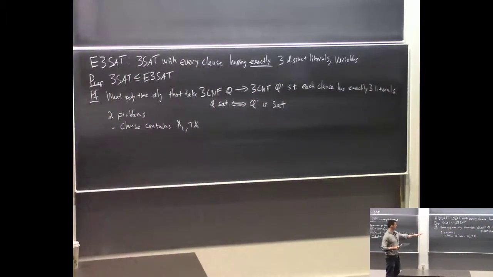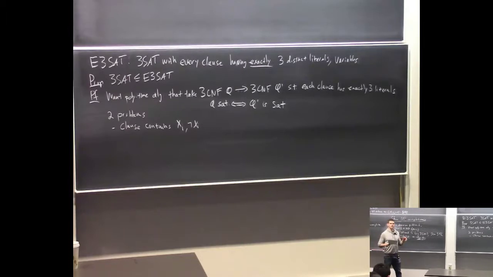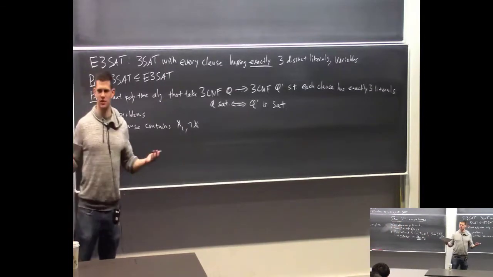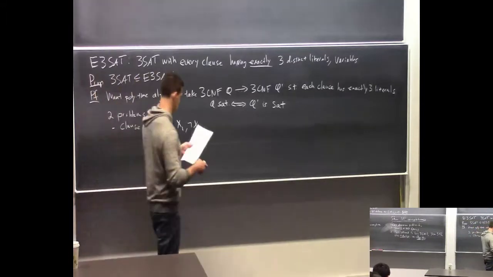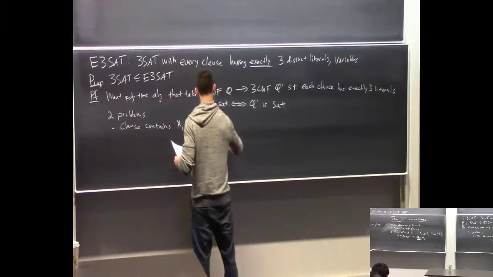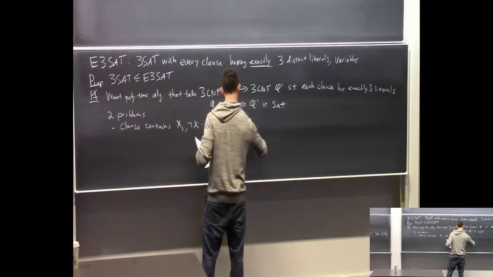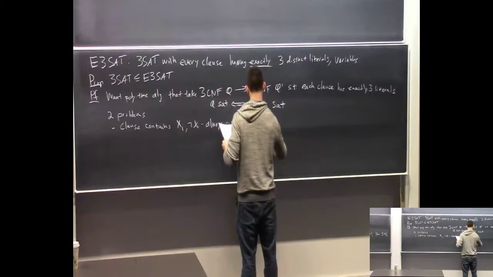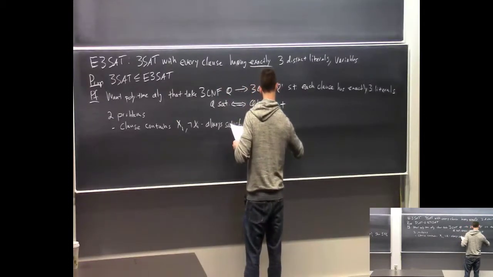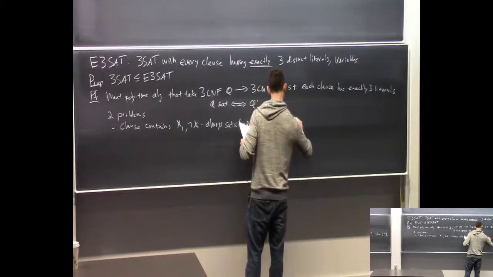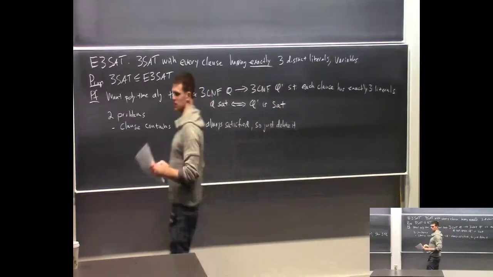Can anyone tell me why this is not a big deal? What do you know if a clause contains both a variable and its negation? Yeah, the clause has to be true. So then you might as well just throw it out because it doesn't affect satisfiability of your formula at all. Okay, yeah, so this is always satisfied. So we may as well just delete it. So this is not a big deal.